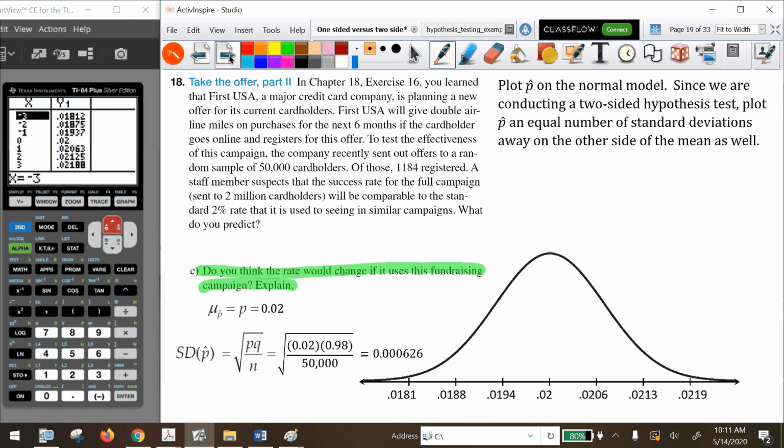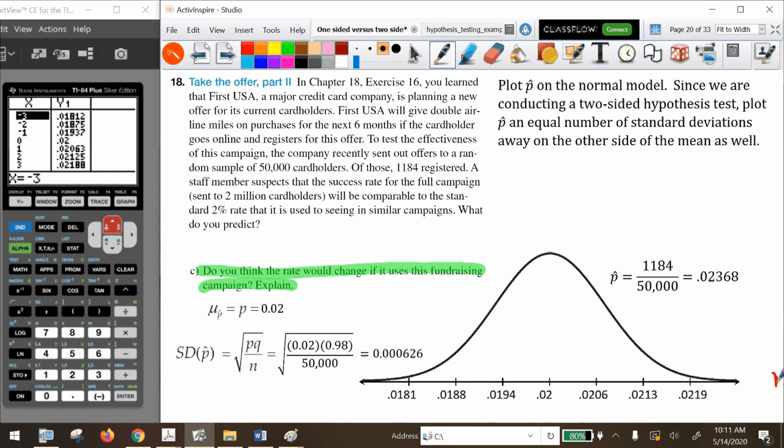And next, we plot p hat on the normal model, our sample proportion. Since we're conducting a two-sided hypothesis test, we also plot another p hat on the other side of the mean, the same number of standard deviations away from the mean. So I'm going to plot my p hat. My p hat was 1,184 people accepted the offer out of 50,000 that they sent it out to, which is 2.368% or 0.02368.